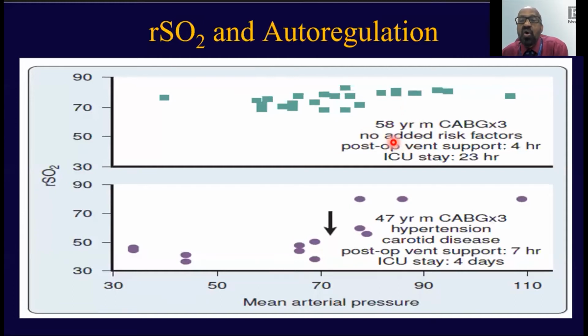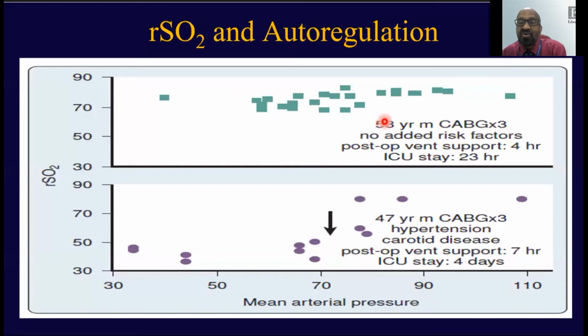This is a patient who underwent coronary artery bypass grafting and did not have any risk factors. As the mean arterial pressure decreased to less than 70 millimeters, the cerebral oximetry continued to be maintained for a reasonable length of time, which means that in this patient the autoregulation has extended as low as 40 millimeters of mean pressure. So this autoregulation was maintained between 40 to 110 millimeters of mercury, as is depicted here.